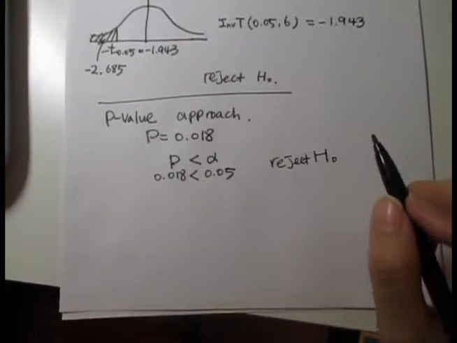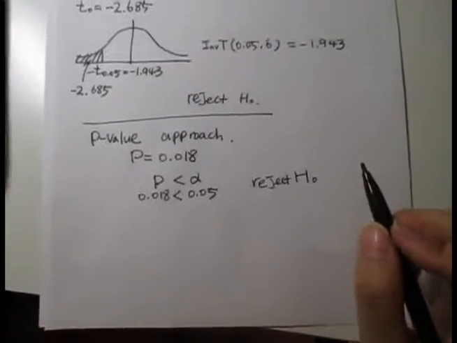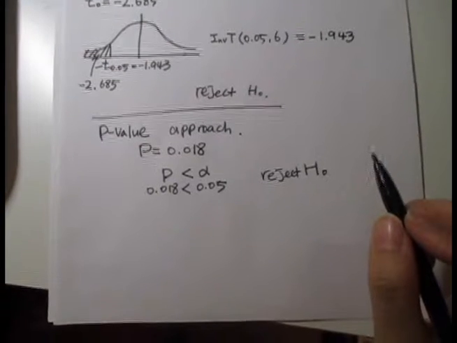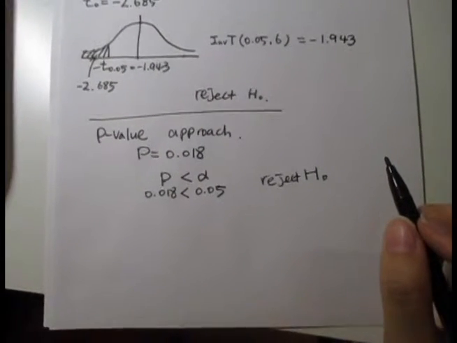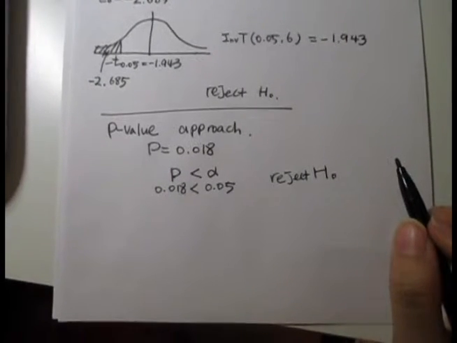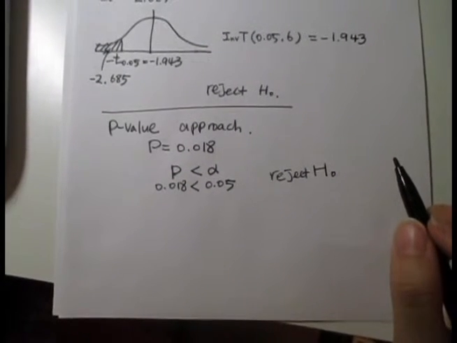There is significant evidence at the alpha equals 0.05 level of significance to conclude that the SUV sustained less damage.